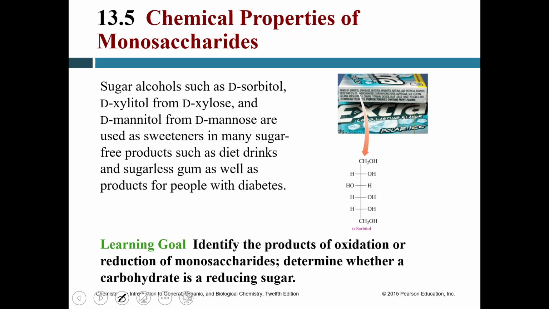So let's talk about some chemical properties of monosaccharides. Sorbitol, xylitol, and mannitol are often used as sweeteners in many sugar-free products because they cannot be used by your cells as a source of energy.